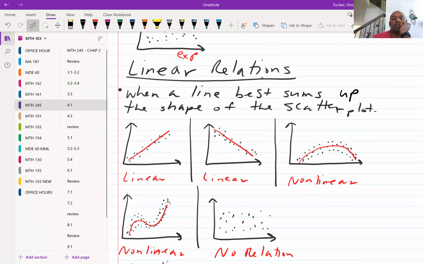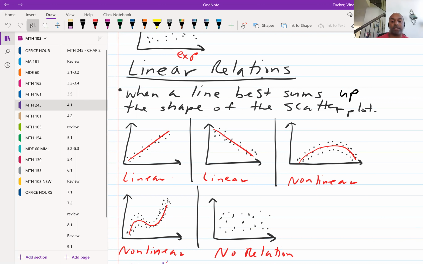All right, so the first two are examples of linear relations. You see, I drew a red line to show that a line will best sum up the pattern that's going on with our scatter plot dots or points. Now, just because it's not linear does not mean that there is no pattern or no relation at all. See the next two, one is like an arc, and the other one is maybe a wave. So there is a relationship there. It's just not a linear one.